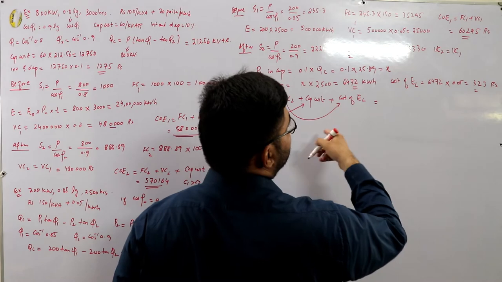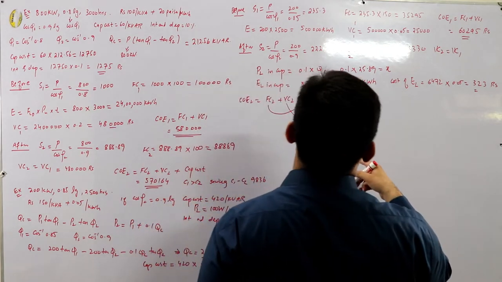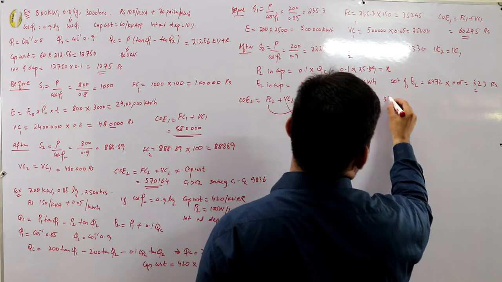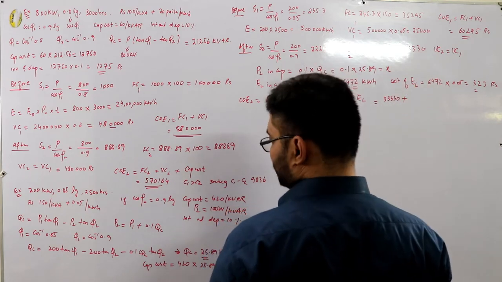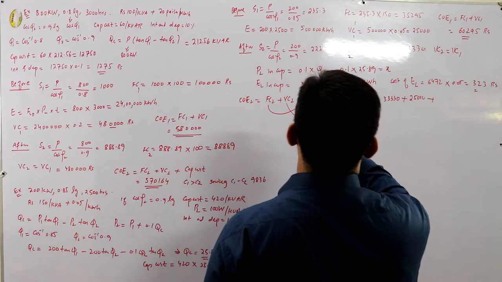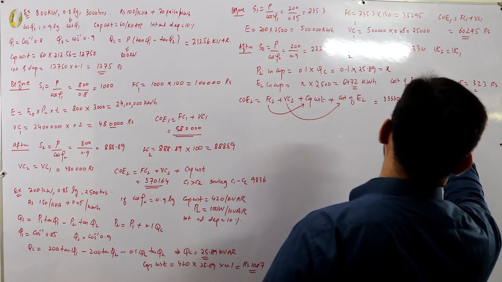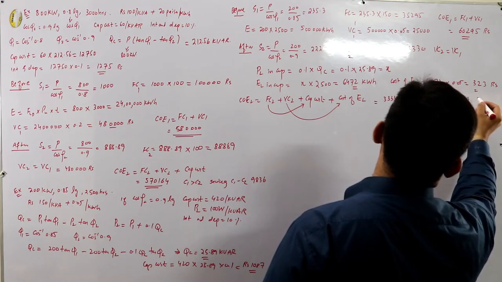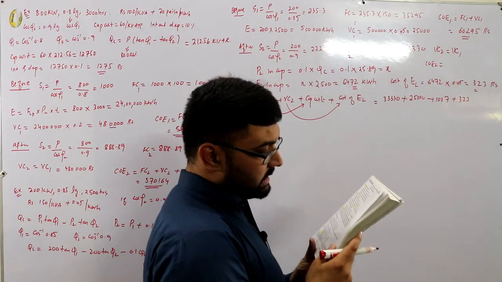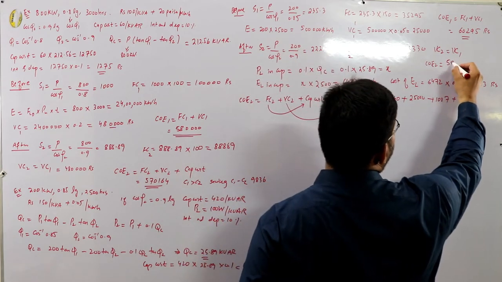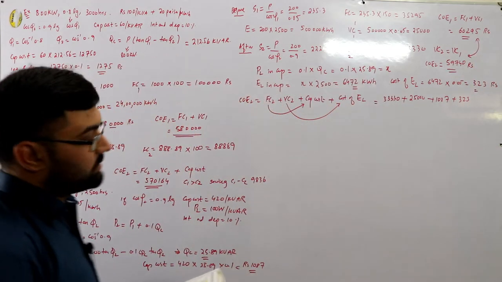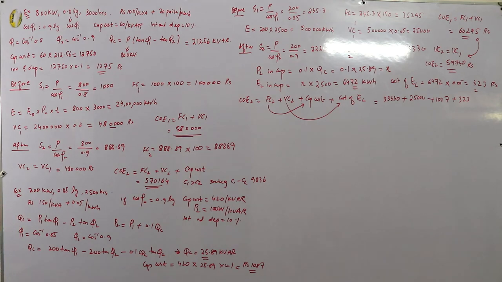So add all of these, please. Fixed cost 2 is 33330, plus variable cost 2, which is the same as variable cost 1, that is 25,000, plus the capacitor cost here, 1087, plus the power loss cost of 323. Which means the cost of electricity after power factor correction, COE 2, I am writing, is 59,740 rupees. Compare it. You are saving some money. Is that clear?